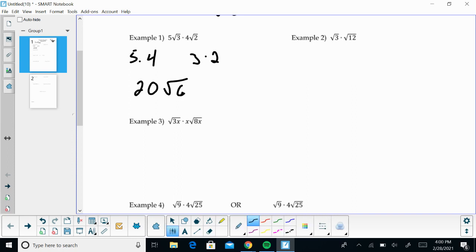Now, the only other thing we have to look at is what's under my radical. Can that be simplified? No, it cannot. So this is my final answer. And that's all there is to multiplying radicals.